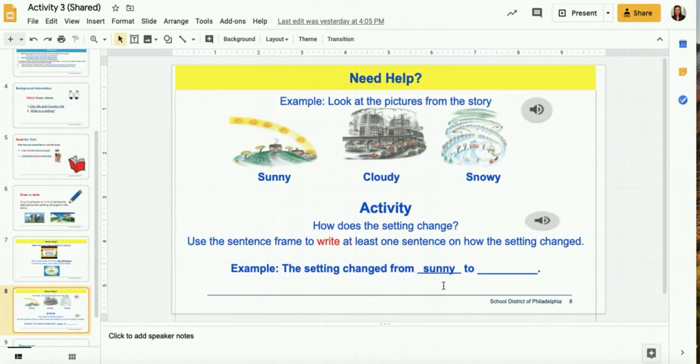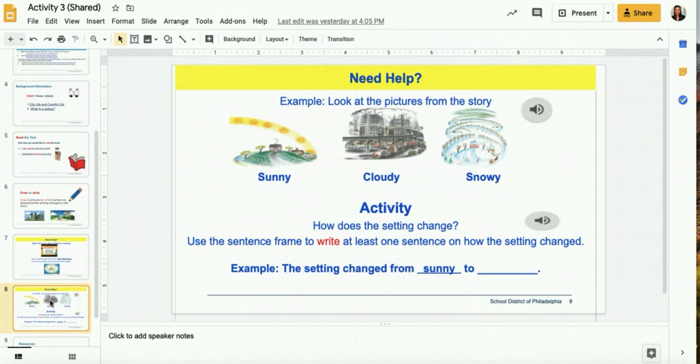You can also, this is an example here of your sentence, because I do want to see words on your page also. So this says the setting changed from blank to blank. So sunny to what? Or you could say, if you're looking at the buildings, you could talk about how the setting changed with the buildings and what you saw around surrounding the little house in the story.